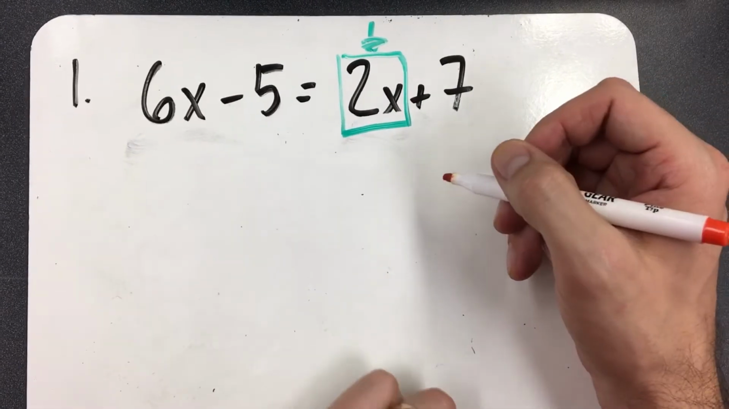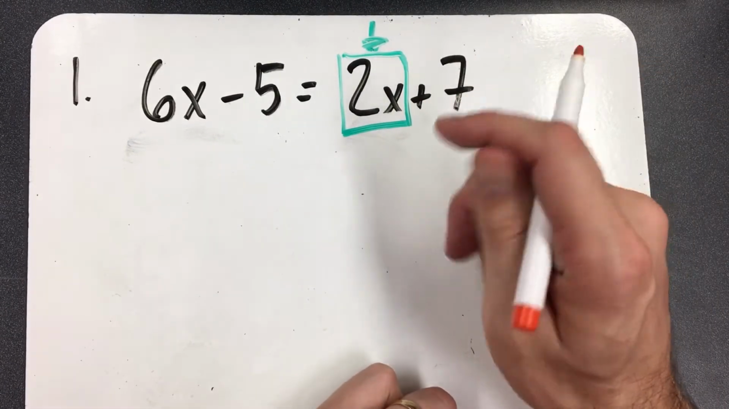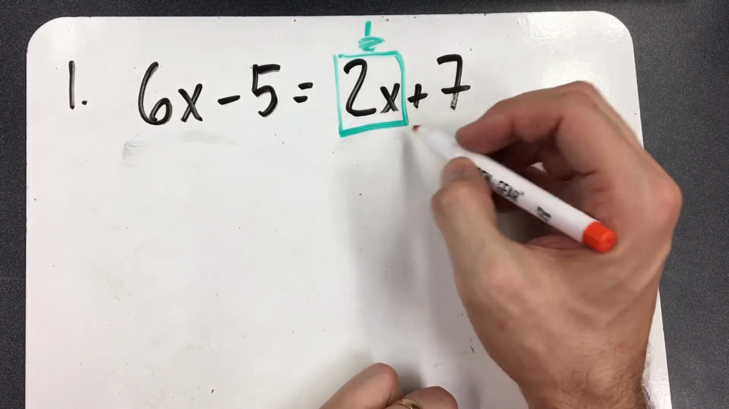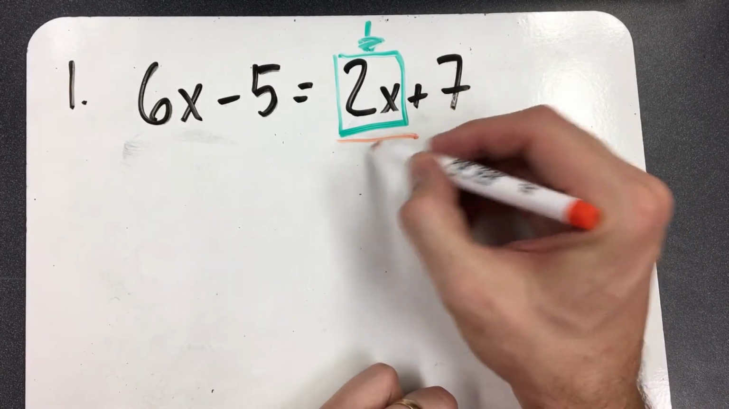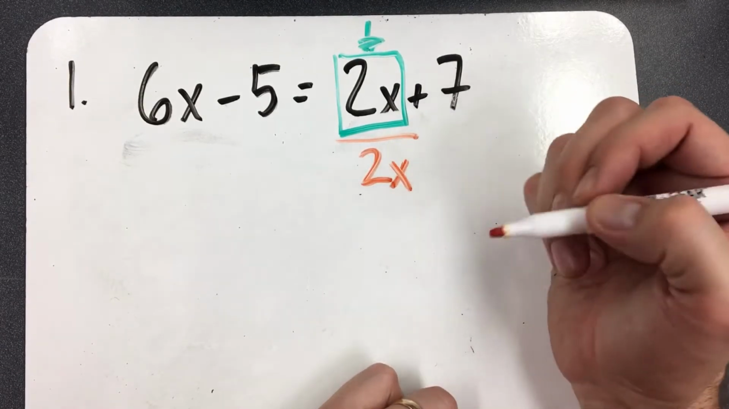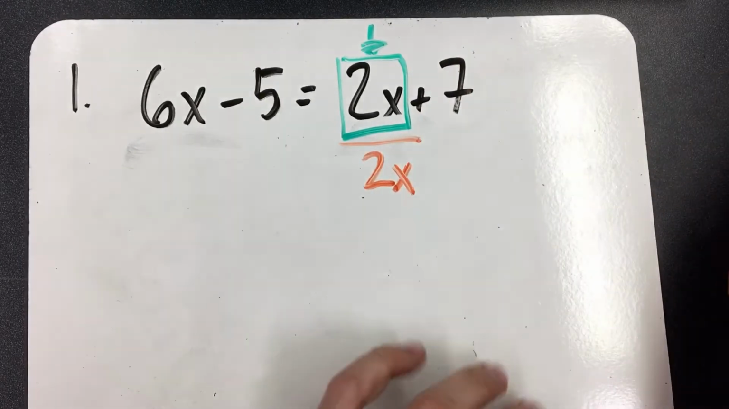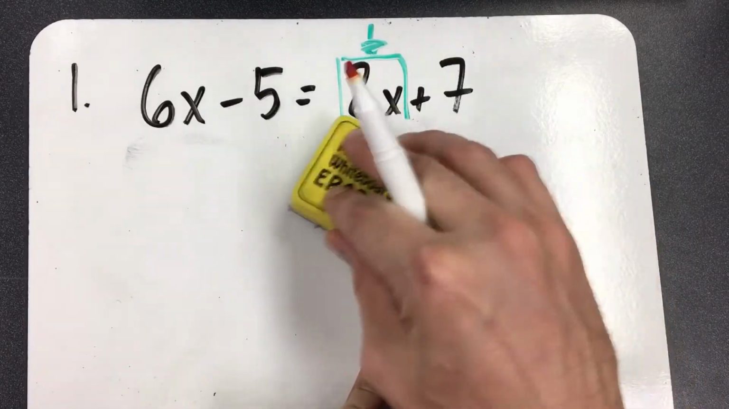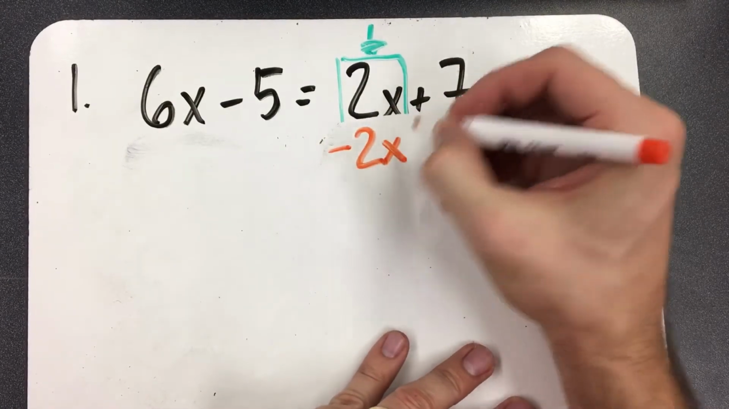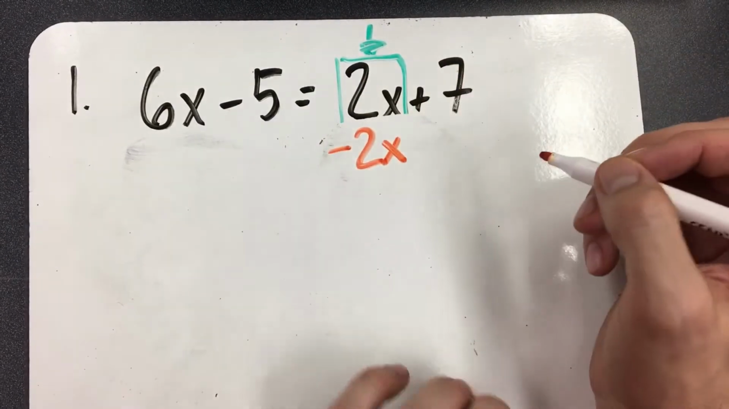I asked this question in class today, and the most common answers I got were you could subtract or you could divide, right? If I divided by 2x, does 2 divided by 2 equal 0? No. 2x divided by 2x, anything divided by itself equals 1. And so I don't want this to equal 1. I want this to equal 0. And so the best method is to subtract, right? 2x minus 2x is going to equal 0.